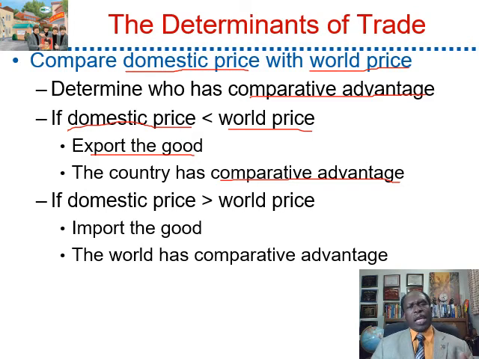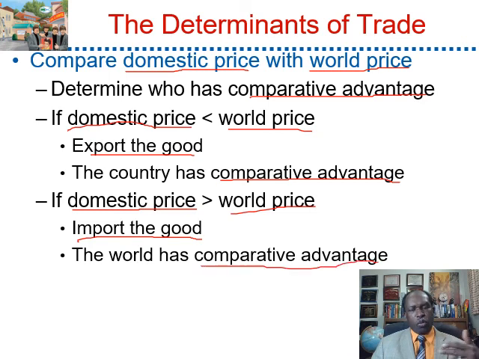On the other hand, if country A is producing cars but does not have a comparative advantage in the production of cars, this means country A is not able to produce cars at a lower opportunity cost than other countries around the world. Therefore, the domestic price of cars would be greater than the world price of cars, in which case country A should import cars, and we say that the world has a comparative advantage in the production of cars.